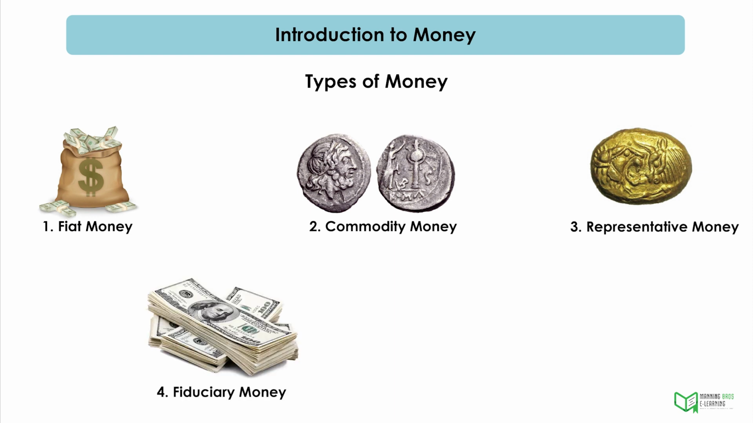4. Fiduciary money. Examples: checks, bank drafts. Fiduciary money, derived from the Latin word fiducia, which means trust, is based on the issuer's assurance and trust that it will be exchanged for fiat or commodity money, bank. People are not compelled to accept it as payment because it's not government-issued legal money.